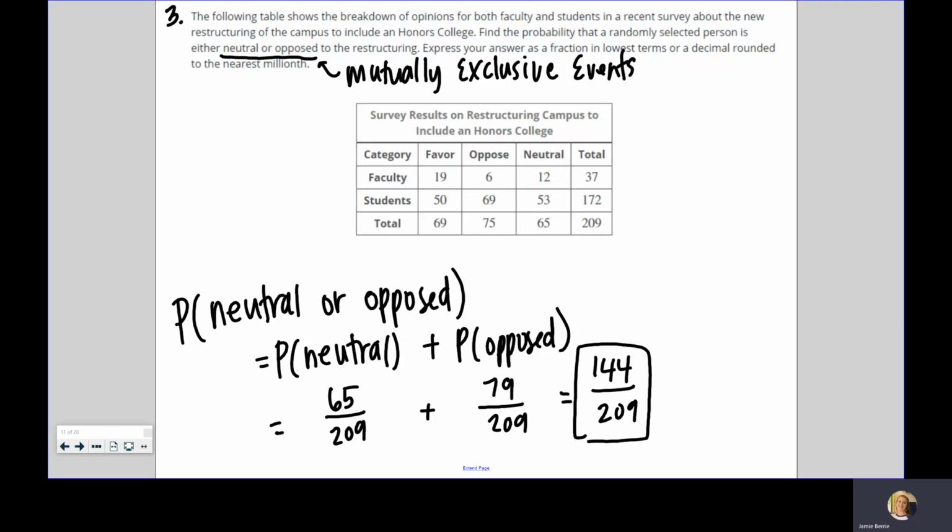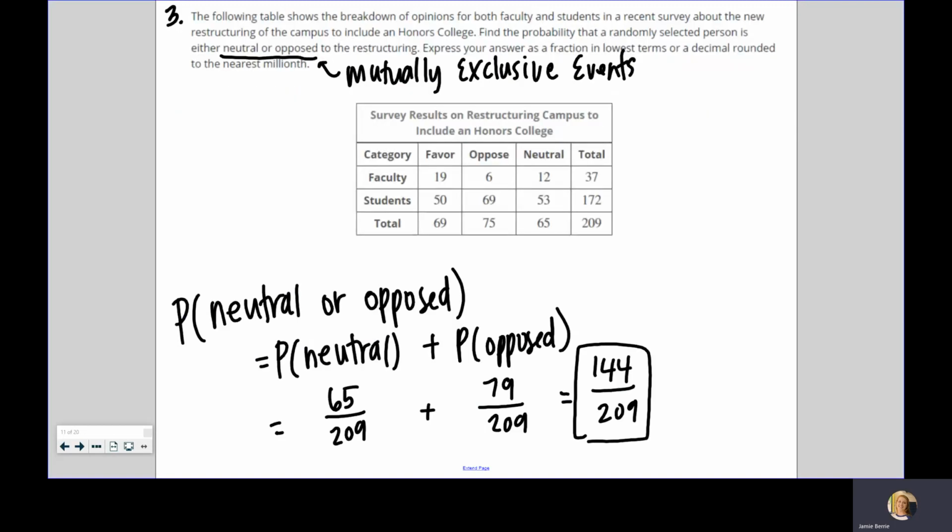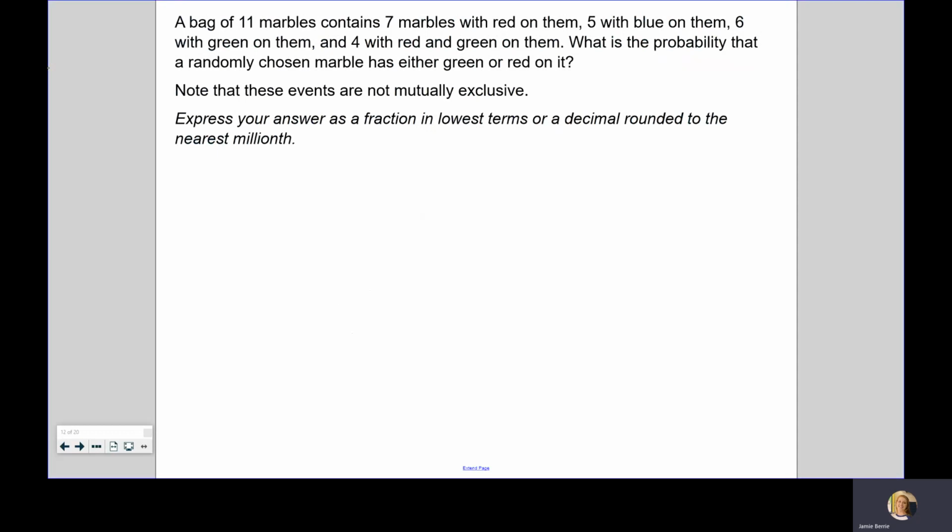All right, so next we're going to move on and talk about another probability rule. Oh, I'm sorry, no, we're doing another example. Sorry about that. This is number 4. I chose this one because they used the phrase mutually exclusive in it.